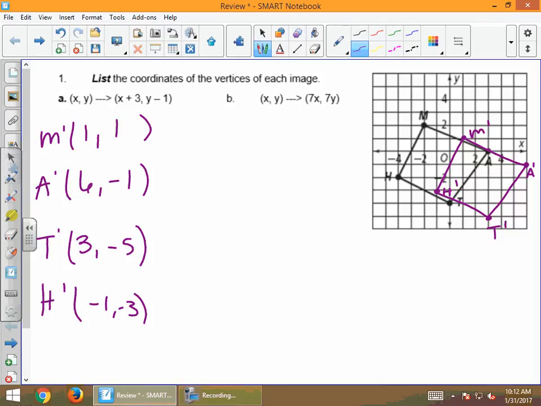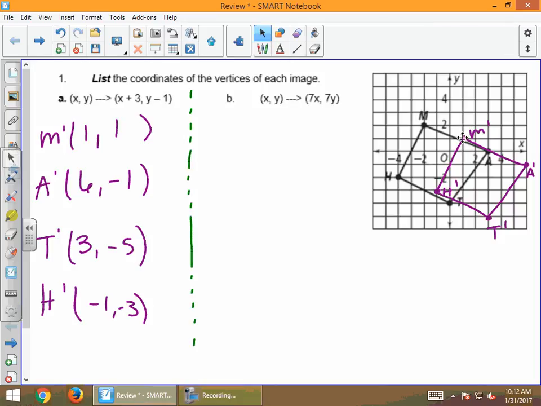Questions over that? Take a look at B. What kind of transformation are we doing in B? How do we know we're doing dilation? We're multiplying 7 by x, and we're multiplying 7 by y. So that's telling you you're doing a dilation.